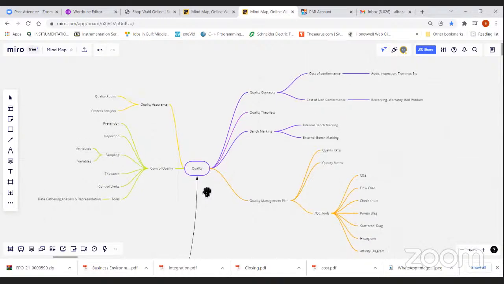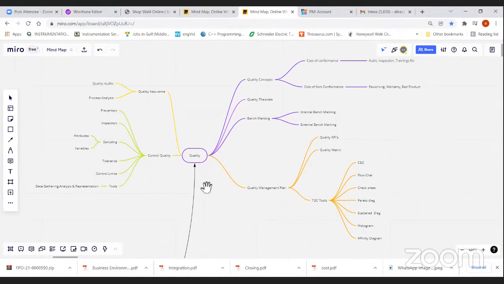Thank you, Ali. So another important knowledge area we have in PMP is quality. When we perform any of the work, we definitely check the quality of the work. In quality concepts, we discussed about cost of conformance and non-conformance, where conformance relate to audit, inspection, and training, and non-conformance relate to reworking, warranty, and bad product.